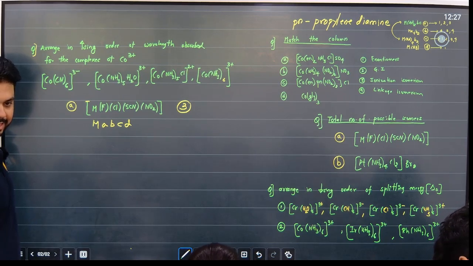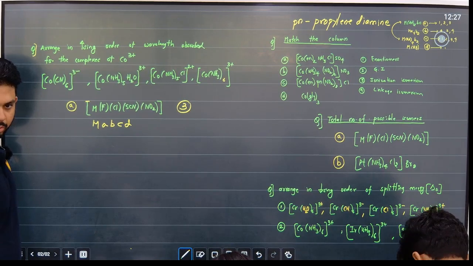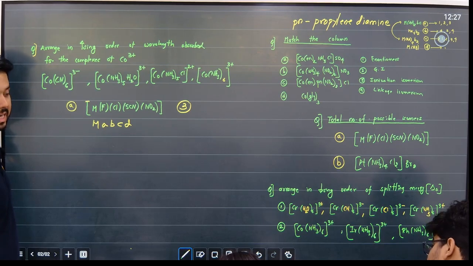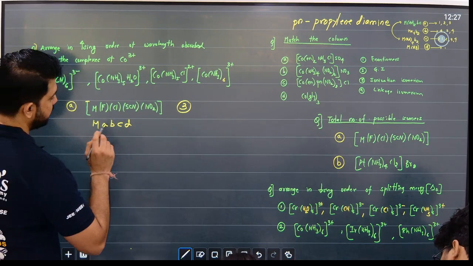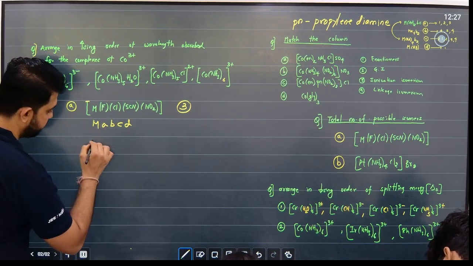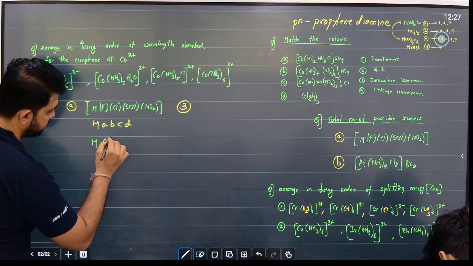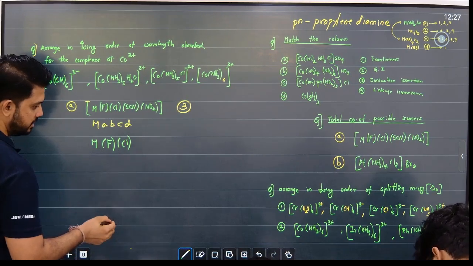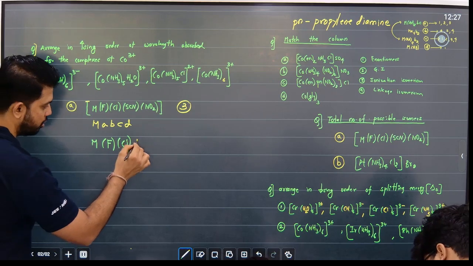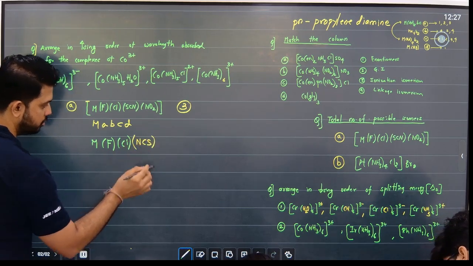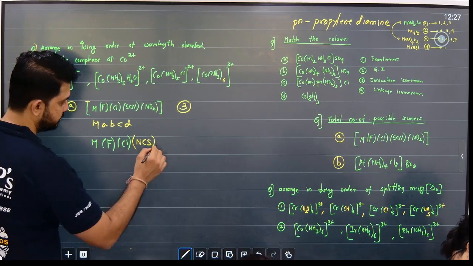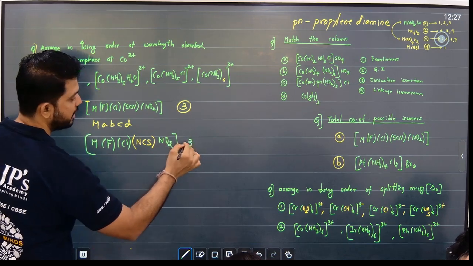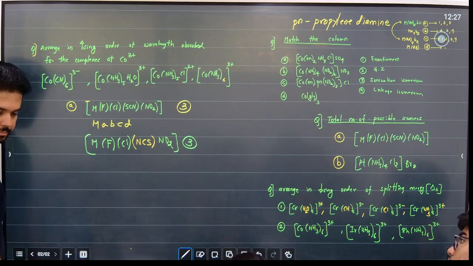Will it show hydrate isomerism? No. Where is the water? But it will show linkage. Now how will it show it? Pay attention. M, F, Cl, SCN. Thiocyanato is also isothiocyanato. Did you people get that? So this will also have 3 different forms.